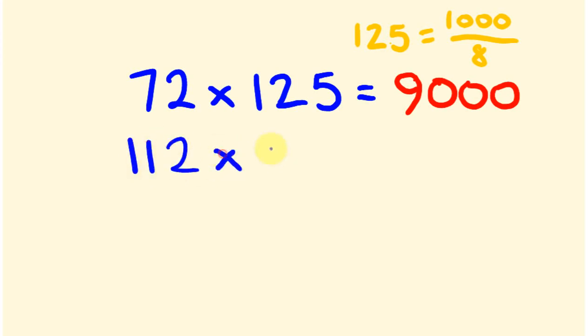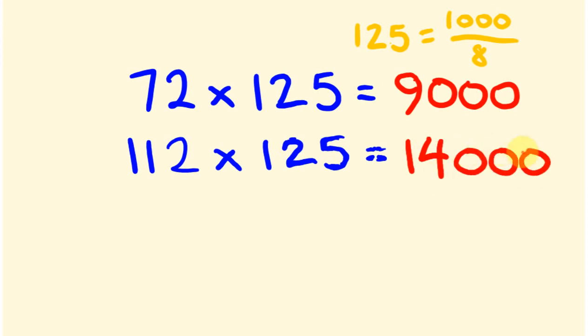Okay, what about a bigger number now? 112 times 125. Okay, what's that equal? What we're going to do is divide our number by 8. So 112 divided by 8. Hopefully you're going to get the answer of 14. And we're going to put 3 zeros on the end, so 14,000.